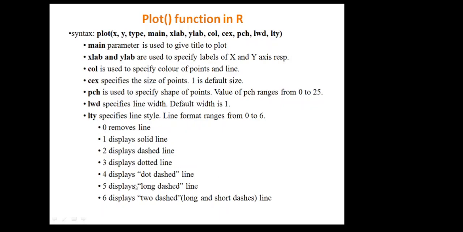Okay. See, in dashed line for 2 code, we get short dashes. For 5 code, we get long dashes. Then 6 code is used to display 2 dashed line. It means that it will display a line with the combination of short dashes and long dashes. So these all are the parameters of plot function. Out of all these parameters, x and y, these two parameters are compulsory parameters.